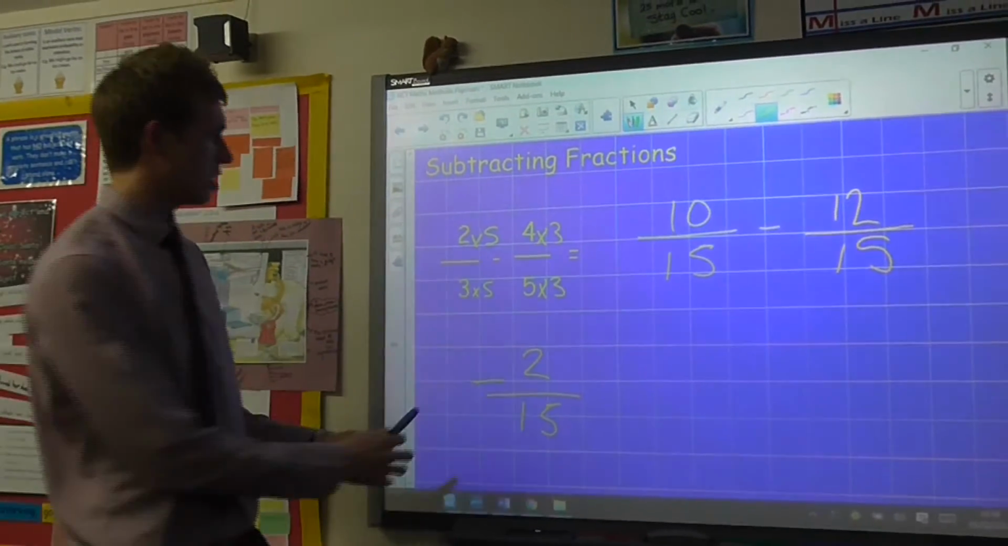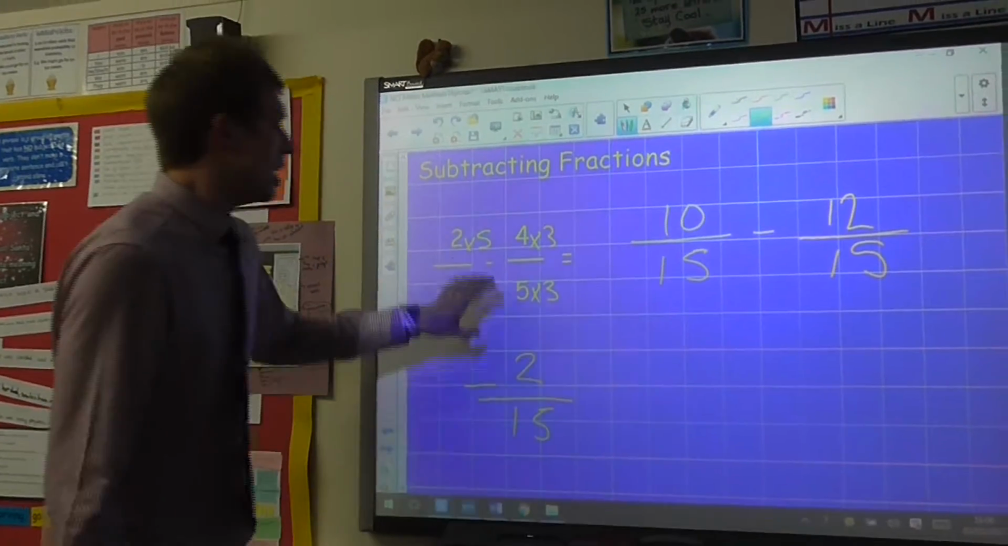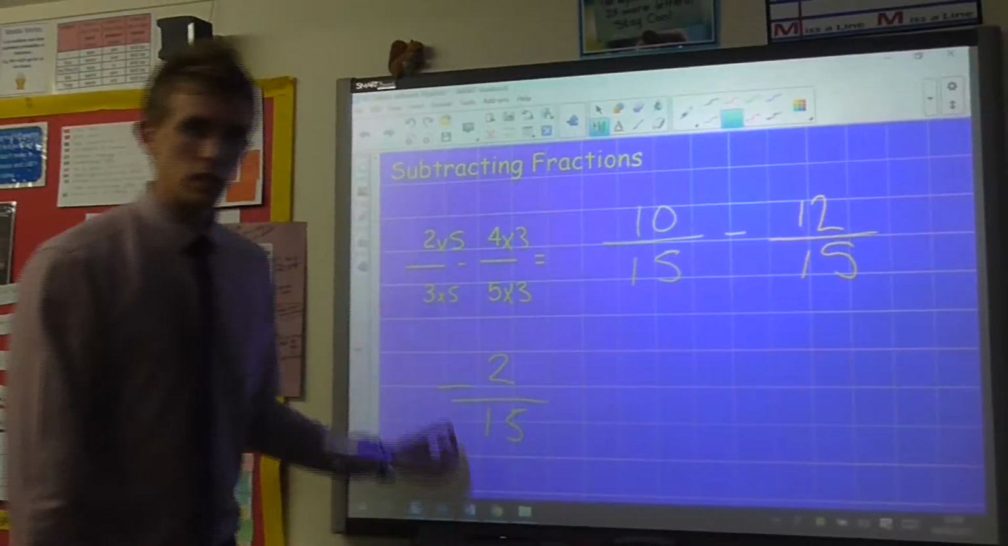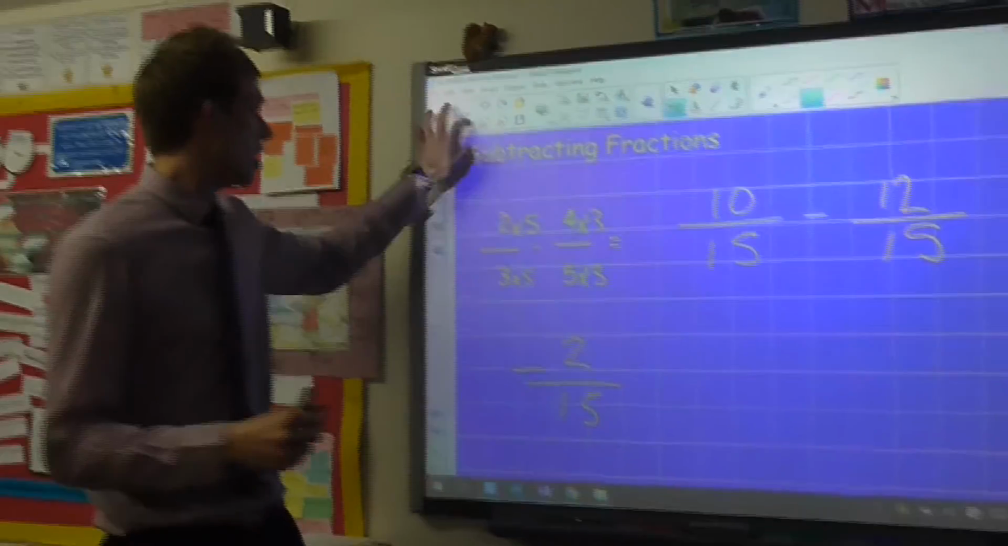Had these fractions been the other way around, and actually I probably should have put them the other way around before I did this, my answer of course would have been 2/15, not negative 2/15. I hope that's clear.